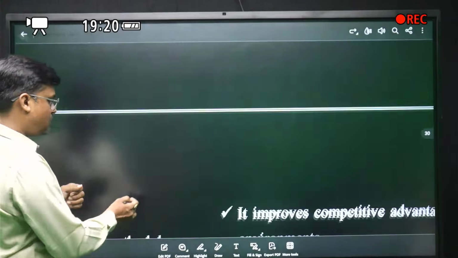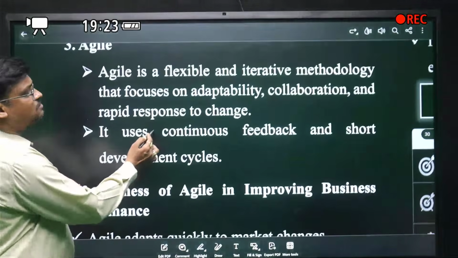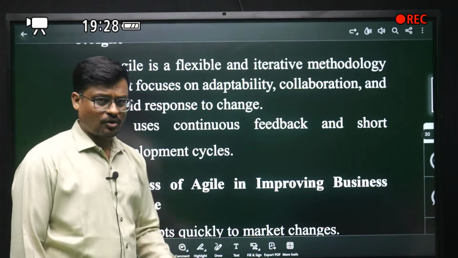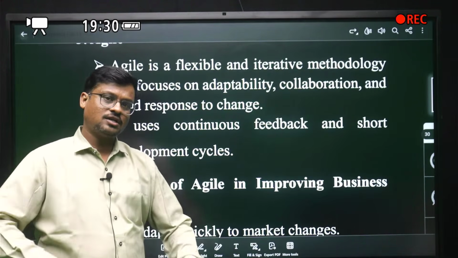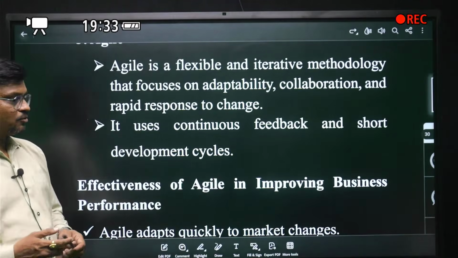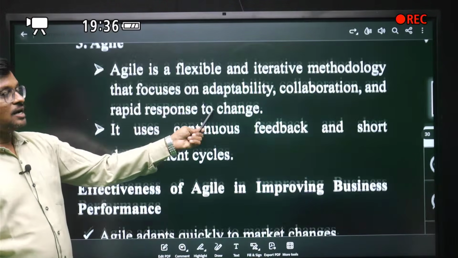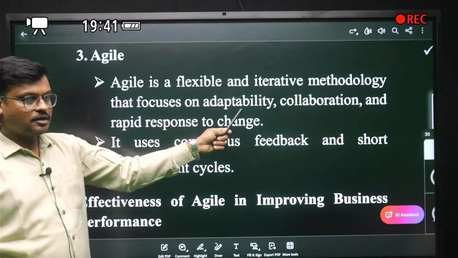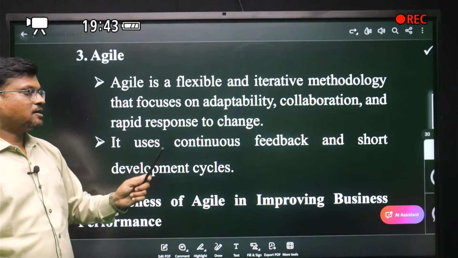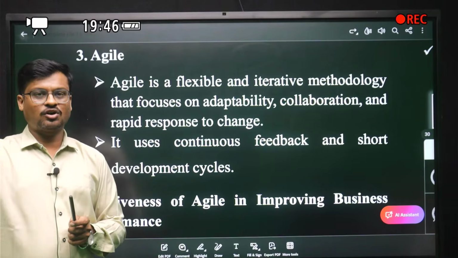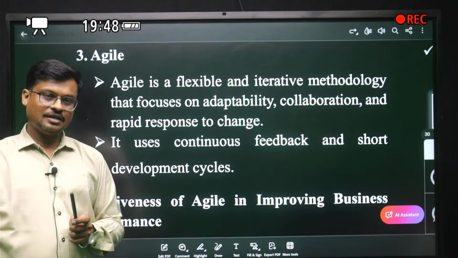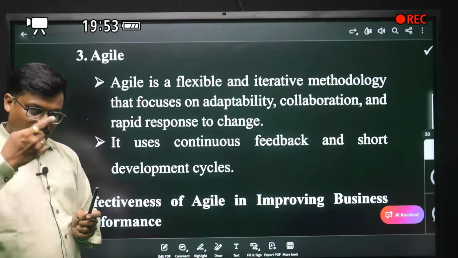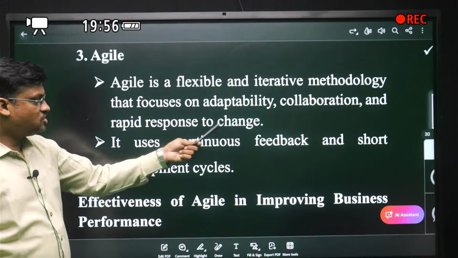This is Lean. And the third one is Agile. Agile is a flexible and iterative methodology. At any time in your process, the user can interact with it and the user can improve the production. The user can improve this process, right? That is your Agile. Agile is a flexible, iterative methodology that focuses on adaptability, collaboration, and rapid response to change. Unlike your waterfall model, unlike Lean and Six Sigma, at any point you can collaborate, you can adapt it, and you can rebuild the model. You can change it.